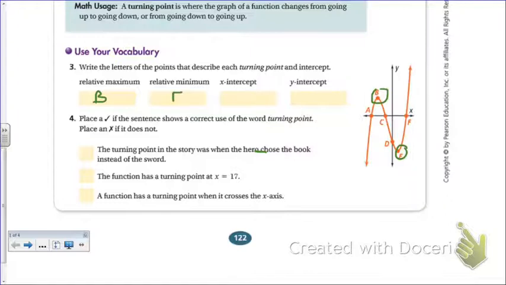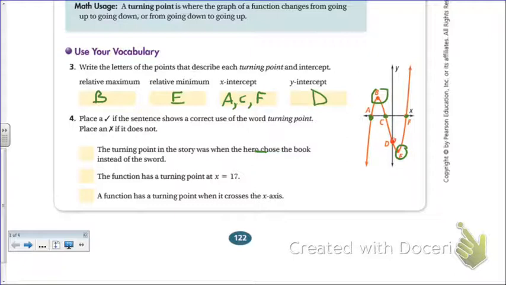The x-intercepts, we have 3 of them, 3 places it crosses the x-axis at A, C, and F. And the y-intercept, there's one of those. And that's D down there.